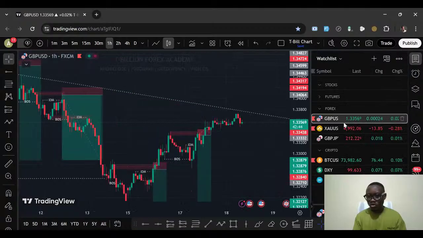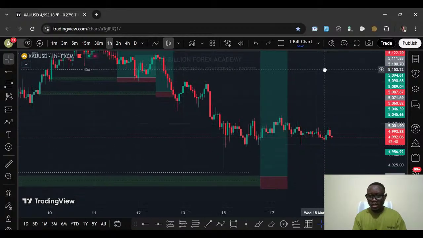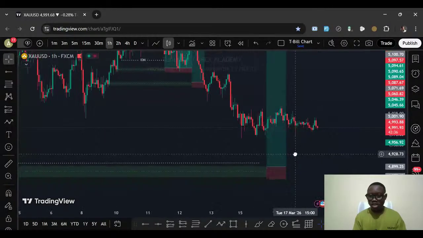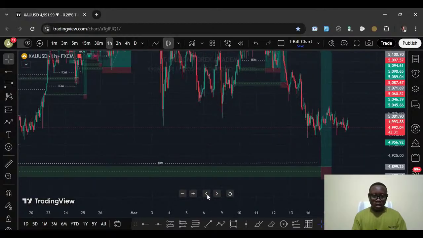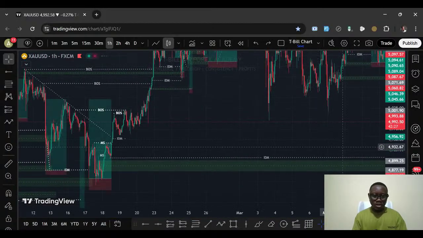So on gold, quickly on our last analysis. Since our last analysis, gold is yet to tap into our order block zone right here. Price is yet to tap into our order block zone, which is this, right?